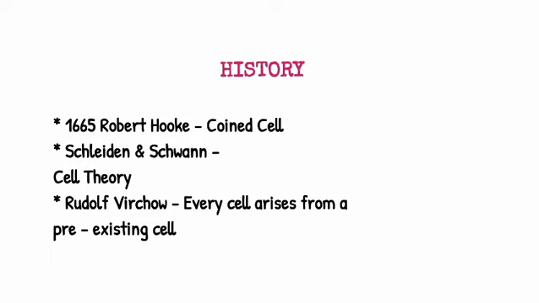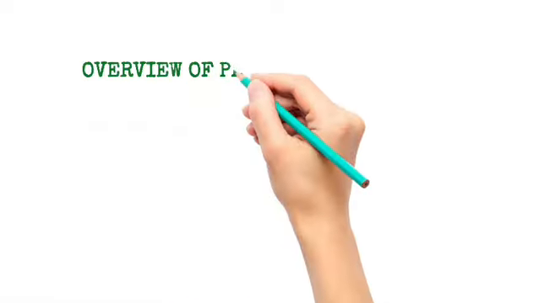Later, Matthias Schleiden and Theodor Schwann proposed the cell theory. And finally, Rudolf Virchow stated that every cell arises from a pre-existing cell. Even today, this principle remains fundamental in biology. Let me now explain the overview of plant cell structure.